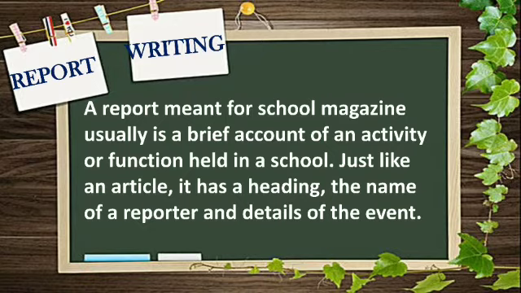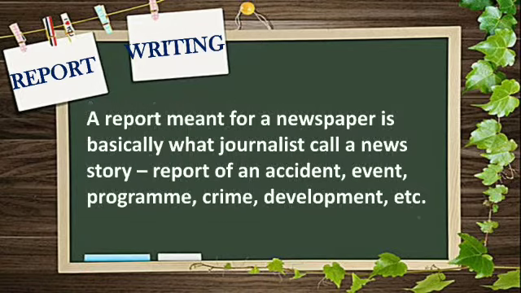So, similar to an article, a report too has the heading plus the name of the reporter, meaning by whom, who is writing the report. The name of that person too comes there, and after that, just like the article, the report has to be written. Then a report meant for a newspaper is basically what journalists call a news story. So a report of an accident, event, program, crime or development, they all come in a newspaper report.